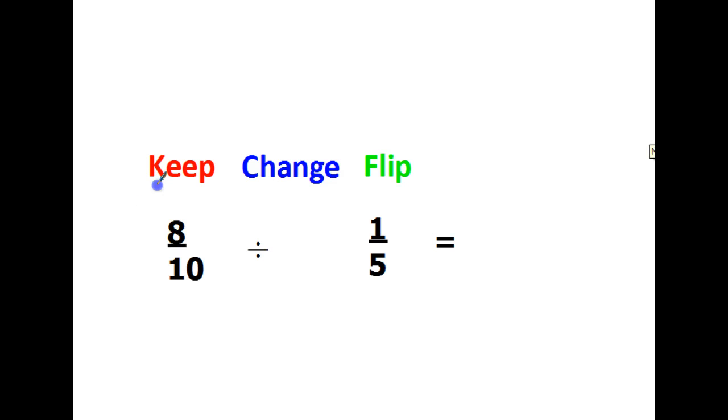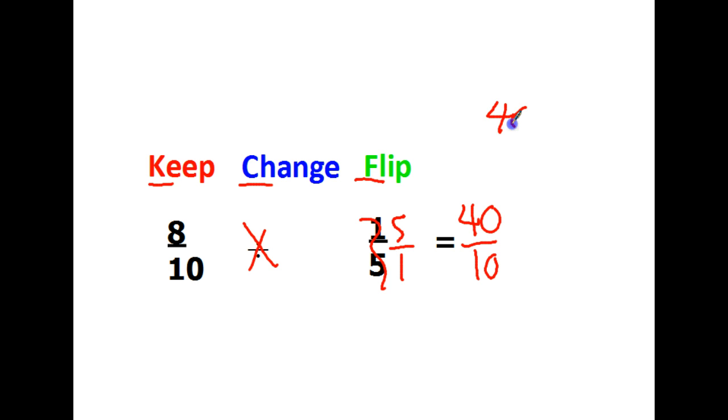Try this one. We're going to keep, change, flip again. 8/10, I keep, change the sign. Flip 1/5 to 5 over 1. 8 times 5 is 40. 10 times 1 equals 10. 40 divided by 10, it goes 4 times. And there's no remainder, so my answer is just 4.